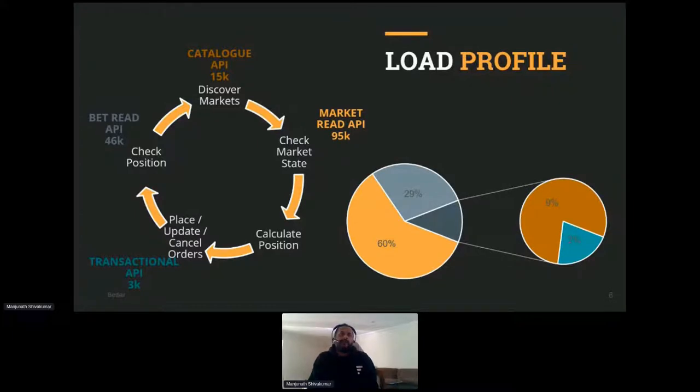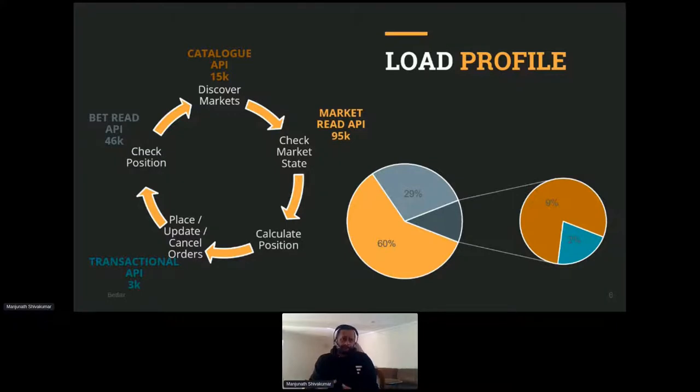So the discovery API or the catalog API can get up to 15,000 requests per second. The market read API, which allows the customers to check the current state of the market, can go up to 95 or even 100,000 requests per second. Some of these figures are slightly outdated, but effectively this is the proportion that we are talking about. And the bet placement API, or the transactional API, goes up to a few thousand requests per second.